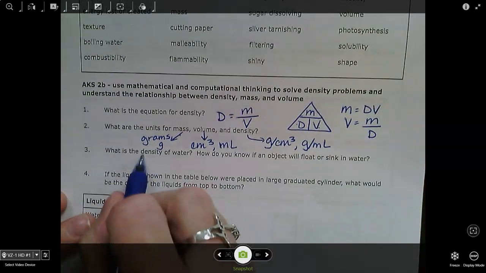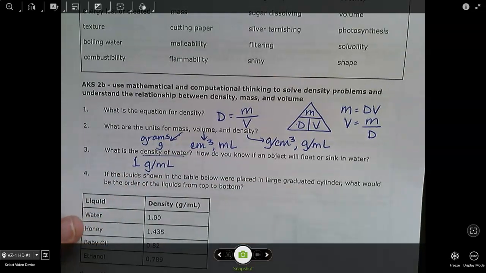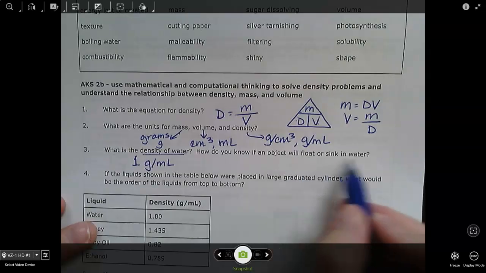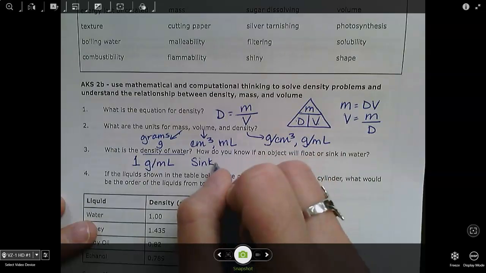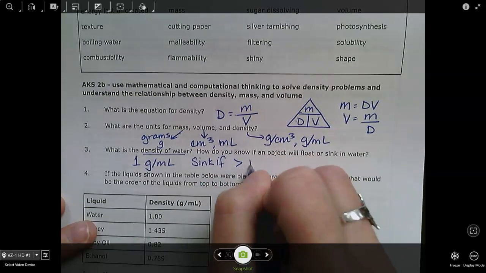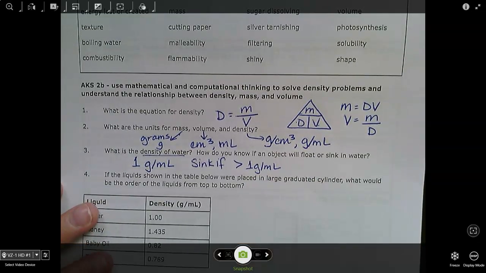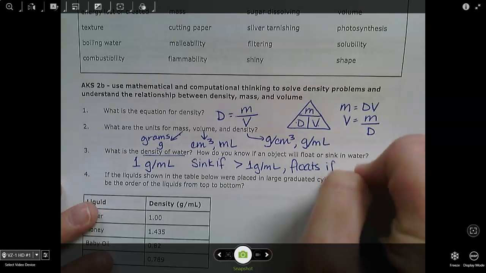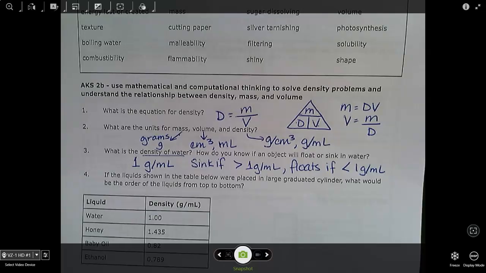What is the density of water? The density of water is 1 gram per milliliter. And we use it as a comparison for other substances. So I'm then asked, how do I know if it will float or sink? Well, if it sinks, it's because it is greater than 1 gram per milliliter. So if the object's density is larger than 1 gram per milliliter, it sinks. It floats if it is less than 1 gram per milliliter. So if it's less than the density of water, it floats. If it is greater than the density of water, it will sink.